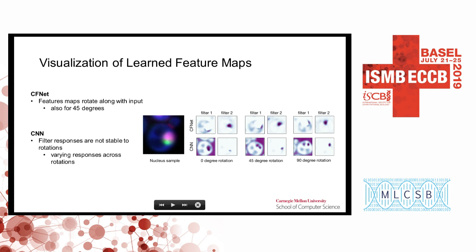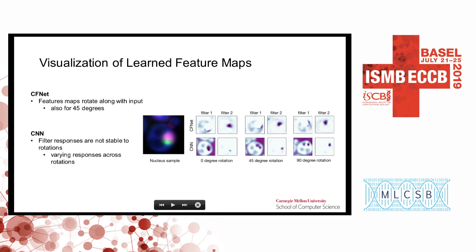And lastly, as I mentioned, one benefit of equivariance is that we can visualize the feature maps to see how rotation is being manifested. So here I'm showing an example nucleus image, and I'm showing the filter responses for CFNet and for CNN as I rotate the image under different angles. And what we see is that for CFNet, as I rotate the image, the filter response just rotates as well, which is the desired property, even for 45-degree rotations, which it only approximates.